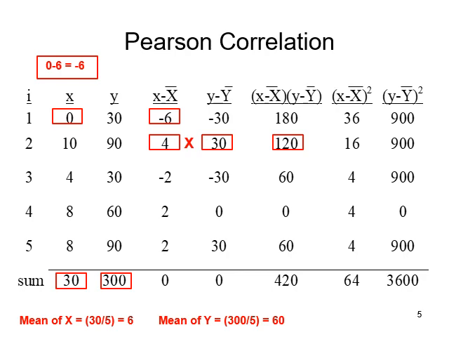Participant 3 had a 4, 4 minus 6 is negative 2. Participant 4 had an 8, 8 minus 6 is 2, but positive 2. And then the last participant had 8. Again, 8 minus 6 is 2.